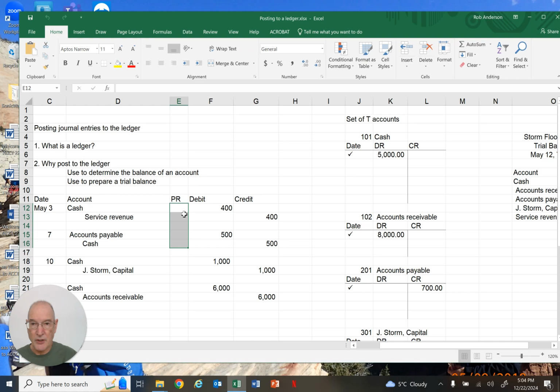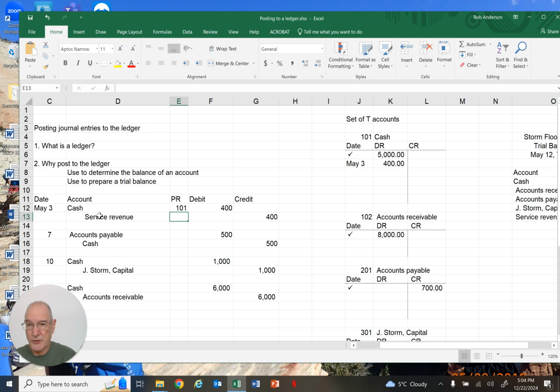So let's post our first one. So this is cash. It's a debit, and it's 400. And it's on May 3. So I'm just going to go here. I've got May 3 and a debit of 400. So that's in the T account. I can come back here with 101, put in my 101, and that's posted.